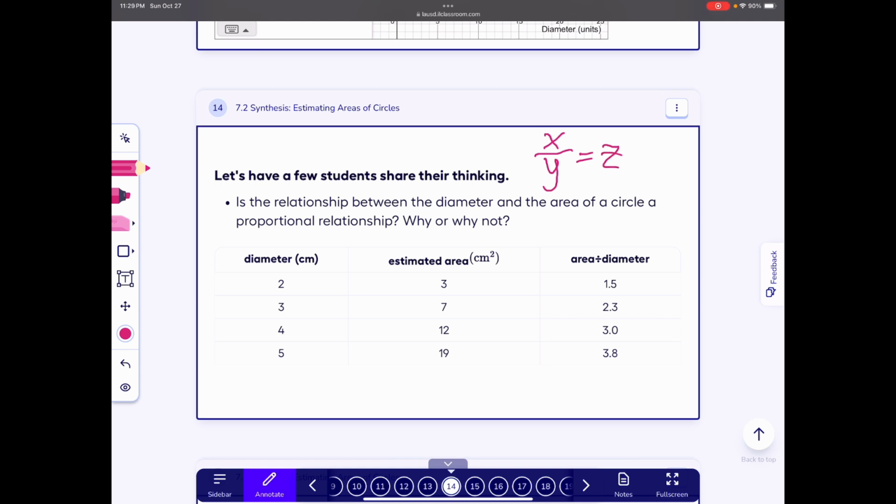So x over y will always be z, no matter which row you go down to. Area over estimated diameter should be the same thing. But if you notice, it's not. Here it's 1.5, here it's 2.3, 3.0, and it just increases. Estimated, the area is over the diameter, so as it's increasing, that means area is increasing at a faster rate.